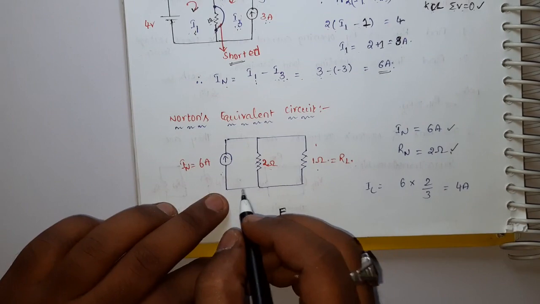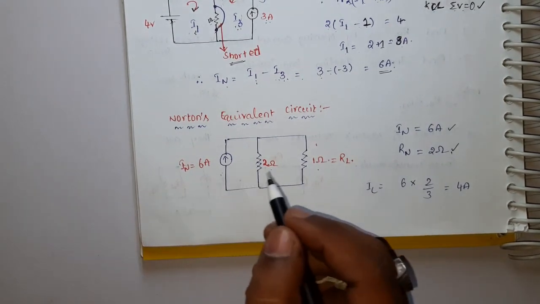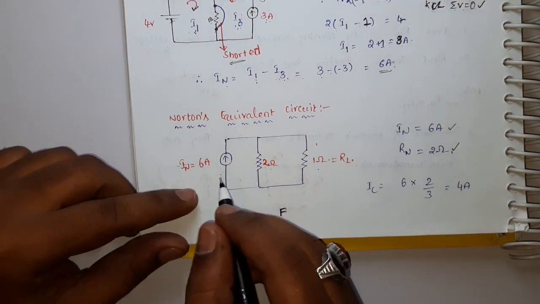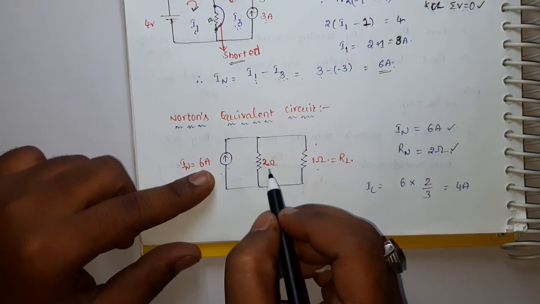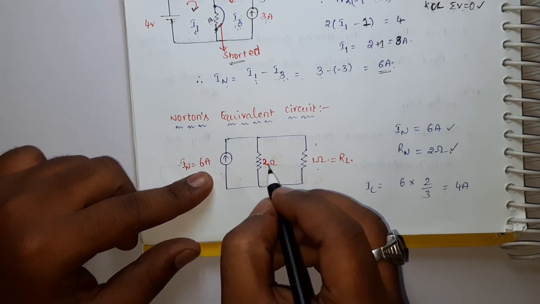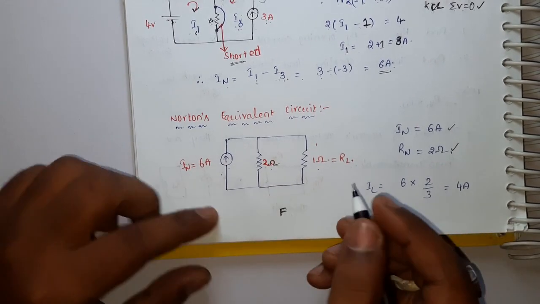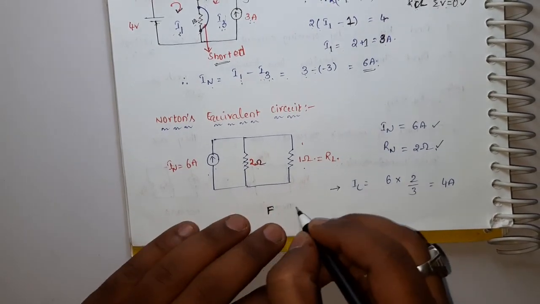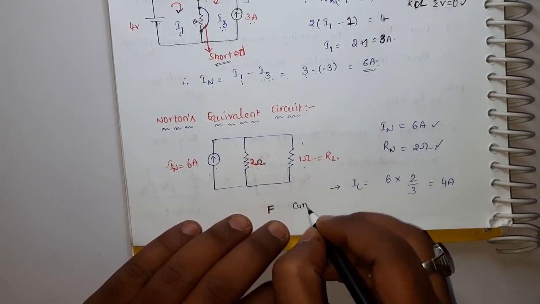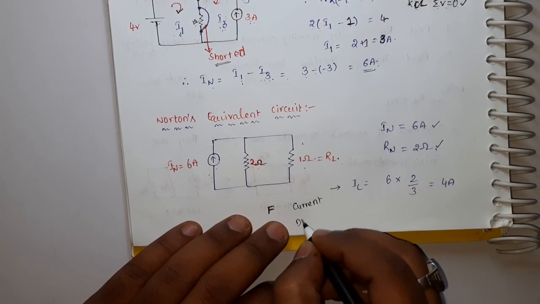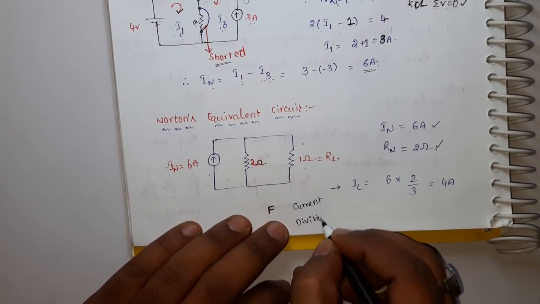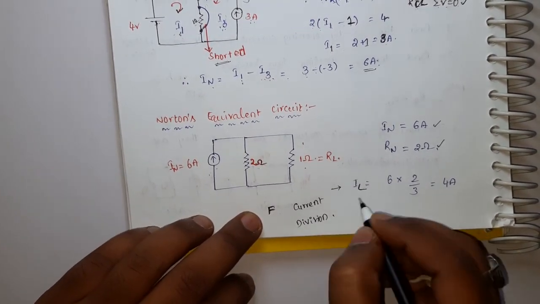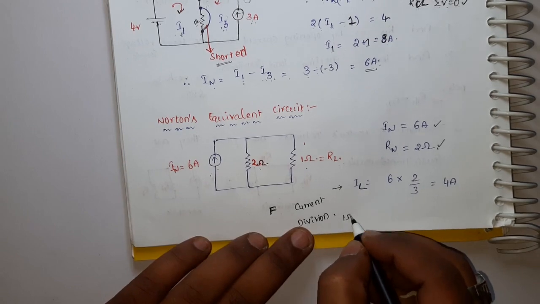If we draw the equivalent Norton's circuit, it is a 6 ampere current source in parallel with a 2 ohm resistor across the load terminals. To find IL, we apply the current division rule. We apply the current division rule to find load current IL, that is the current through the 1 ohm resistor.